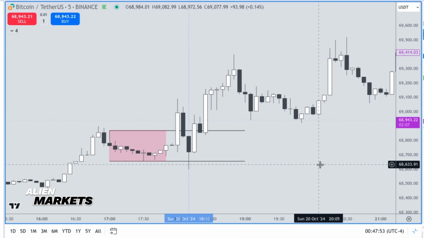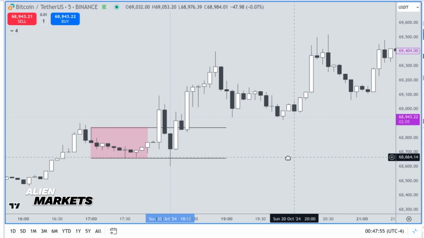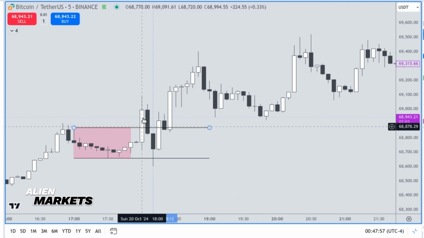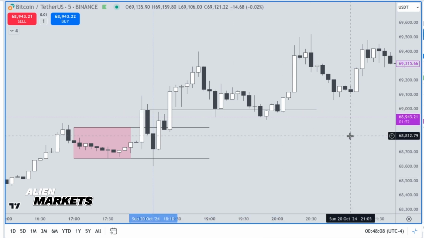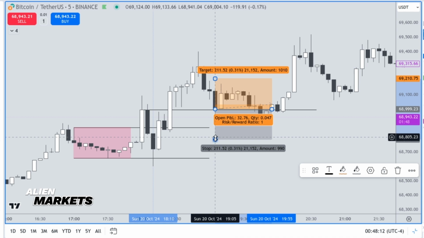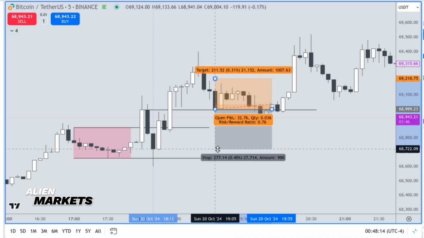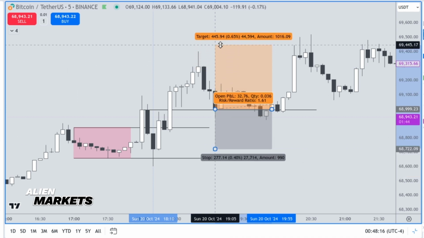Once again, look at this. What is this? High, low, higher high. In ICT's view, this is a breaker, right? You could have taken this long right here, right?